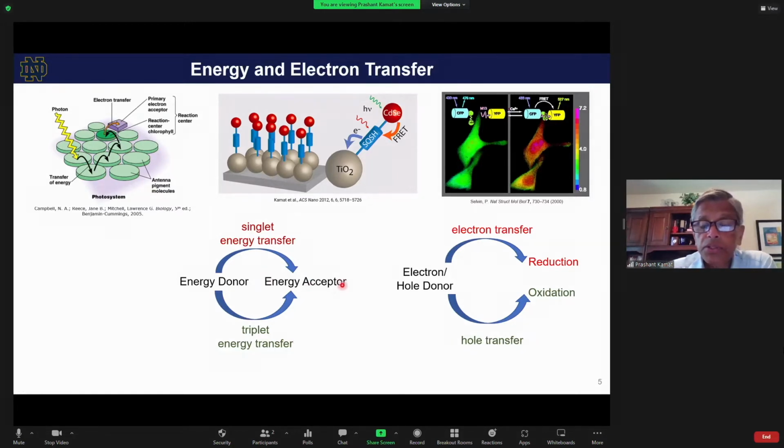So donor and acceptor. In the same way, in electron transfer you transfer only one of them, electrons or holes, and we call them reduction or oxidation. But now the question is, how does this semiconductor nanocrystal decide whether to transfer energy or an electron or hole? And what are the factors that determine which way the energy can be transferred to the bound molecule? That is one thing we are working on.